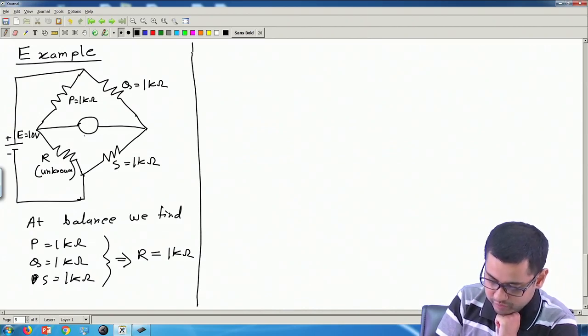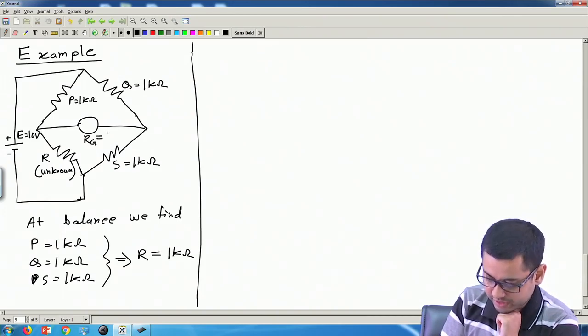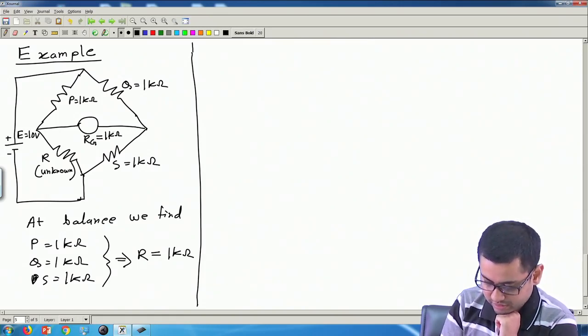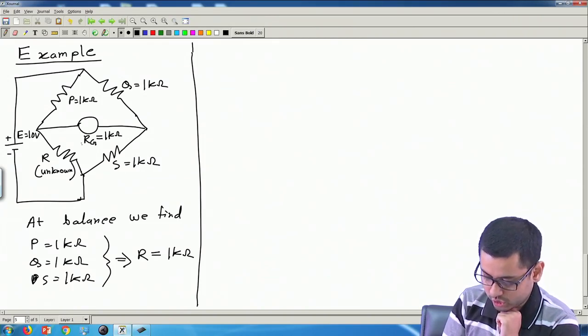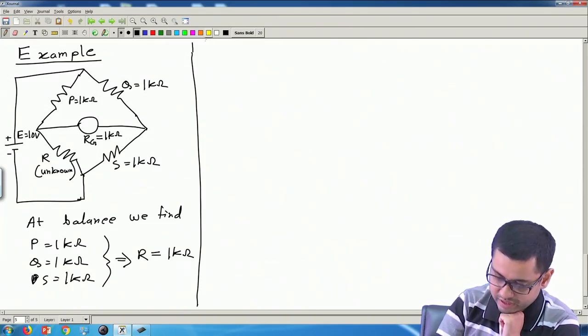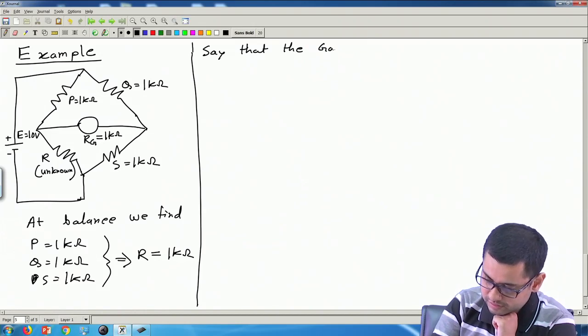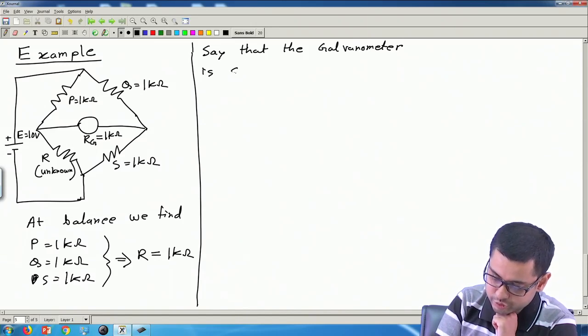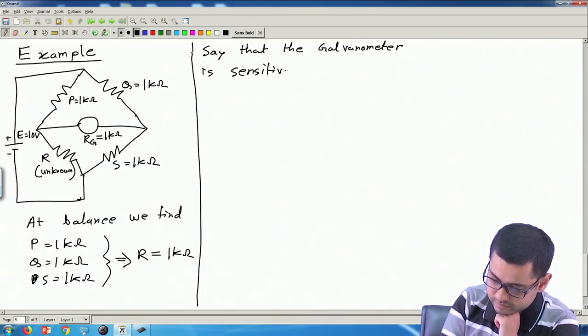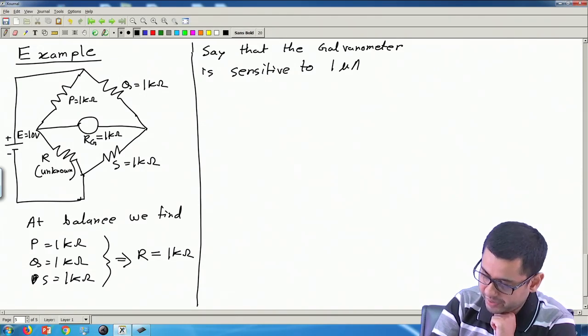Say this galvanometer has a resistance of Rg, once again maybe 1 kilo. Okay, so we are just taking simple numbers. So Rg is 1 kilo ohm, and say that the galvanometer is sensitive to 1 microampere current.